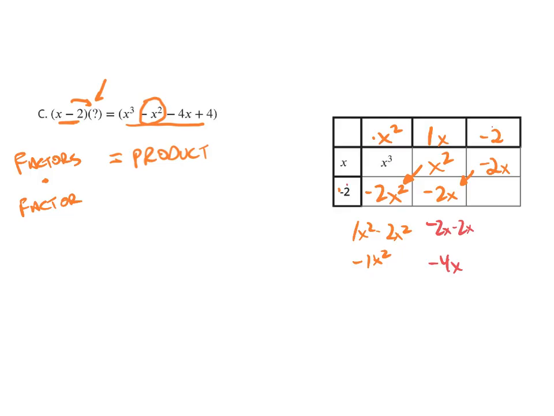Negative 2 times negative 2 is positive 4. So we get our original polynomial, x cubed minus 1x squared minus 4x plus 4. So if we get our same polynomial, x minus 2 is a factor, and here the answer, x squared plus 1x minus 2, is our other factor.